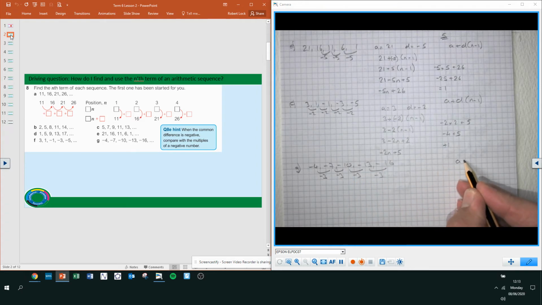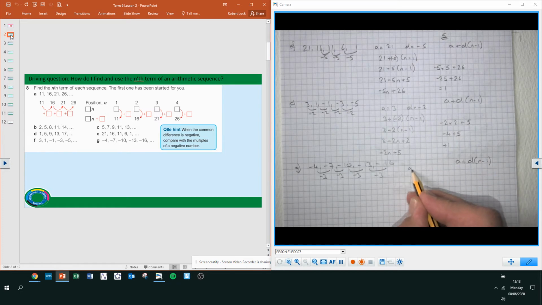So A plus D bracket n minus 1 bracket. A equals minus 4. D equals minus 3. Substitute values into our formula. Minus 4 plus minus 3. Put bracket around that. N minus 1 bracket. So a plus and a minus makes a minus. So minus 4 minus 3 bracket n minus 1 bracket. So minus 4 minus 3n. Minus and a minus makes a positive.